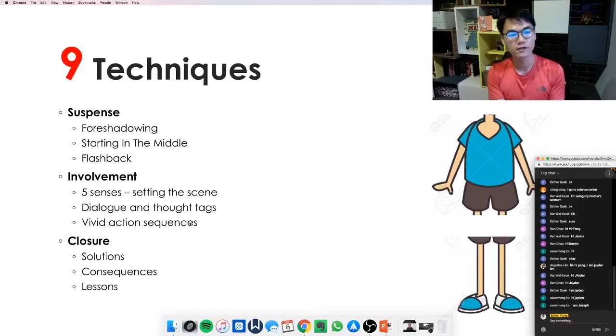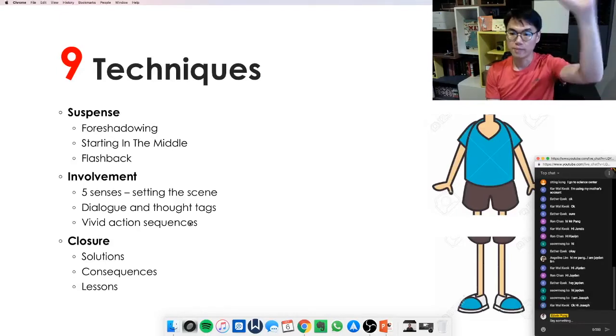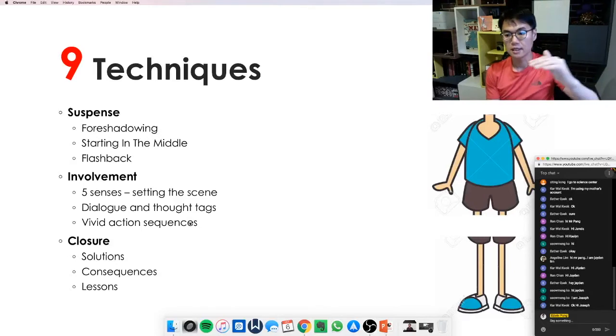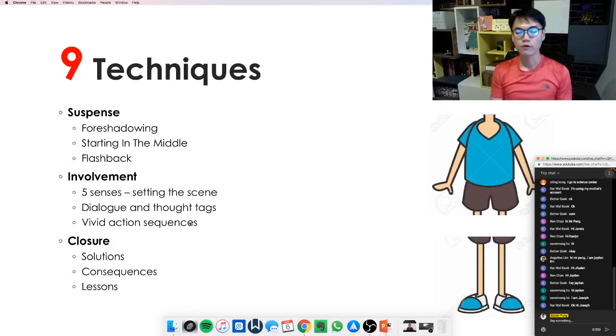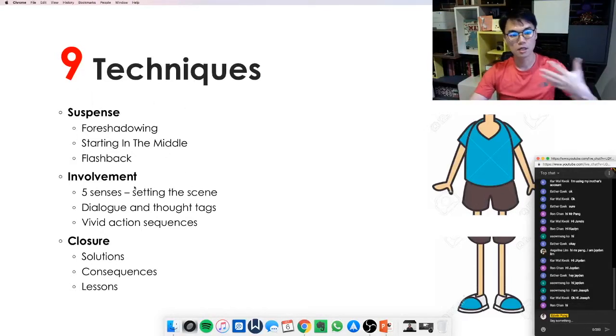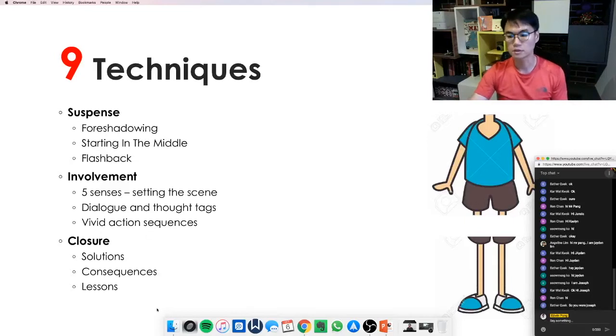And these 9 techniques can be broken up into 3 different sections that correspond to the 3 parts of our story: the beginning, the body, and the conclusion, or the introduction, the body, and the conclusion. Right? In the introduction, we'll use suspense. In the body, we'll use involvement, and in the closure or in the conclusion, we'll use the closure strategies.